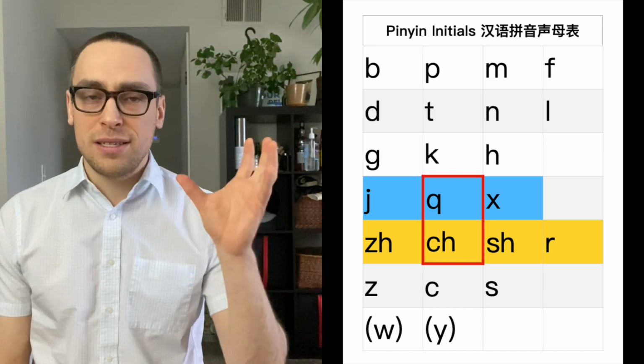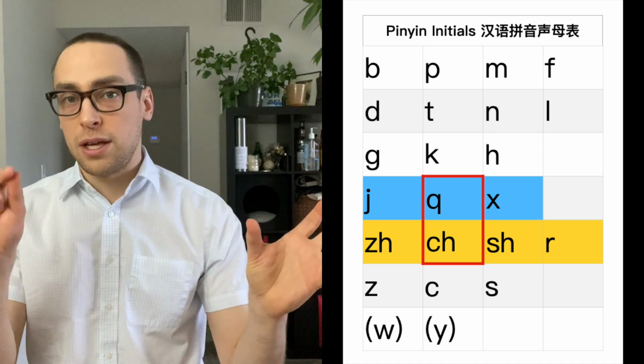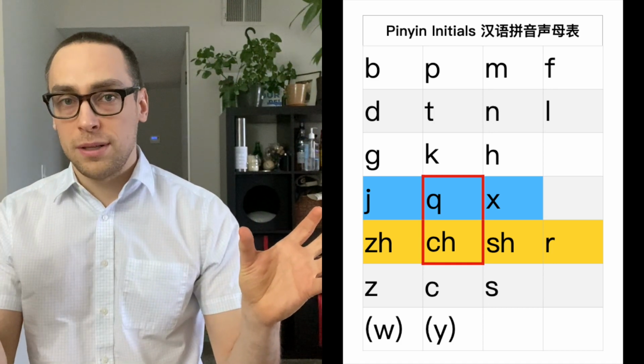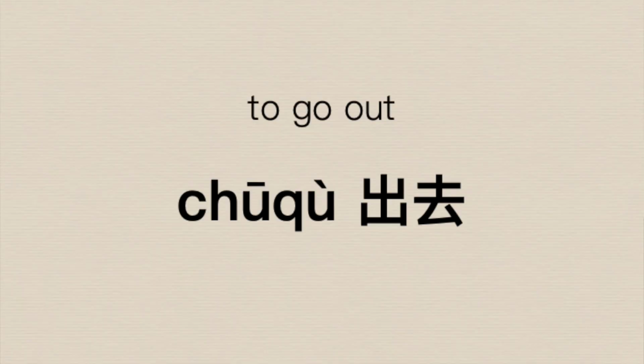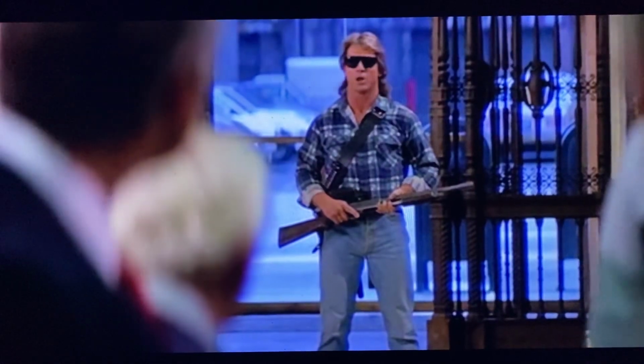So we're going to compare the CH, chu, with the Q, chu today. There's a great common word that puts these two things back to back. Chu qu, to go out. CHU, QU. This ends up sounding something like chew chew. And I'm all out of bubblegum. To some native English speakers, and I can understand why. So we're going to try to break this down and get you really saying chew chew like a pro.